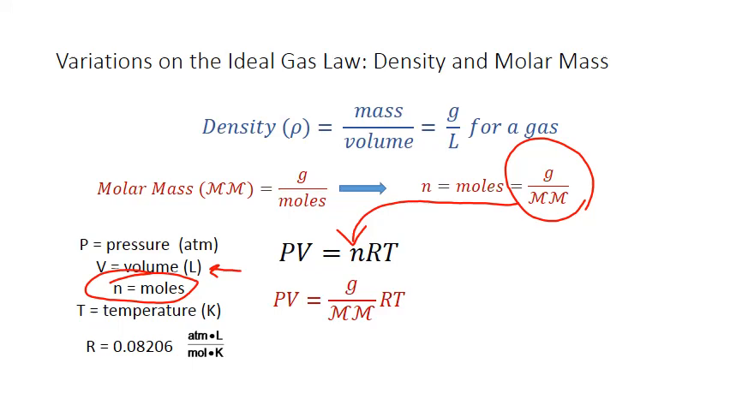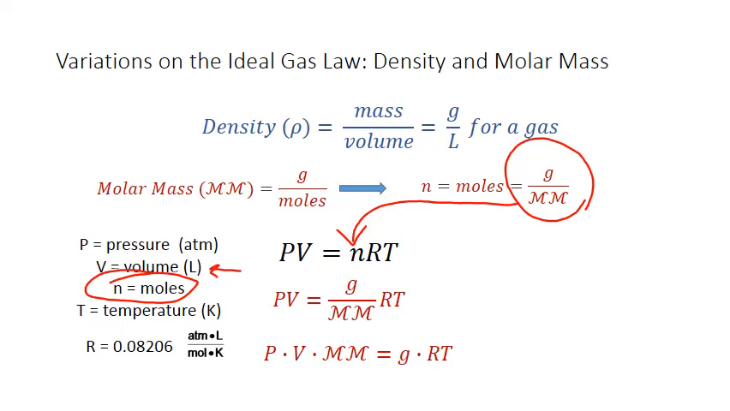Now what I want to do in order to derive the density formula of the ideal gas law is get grams divided by volume on one side by itself, because grams divided by volume, or liters, is the density of a gas. So to do this, I'm going to first get molar mass out of my denominator by multiplying both sides by molar mass. It cancels out on the right, and I end up with pressure times volume times molar mass equals the grams, or the mass of the substance, times R times T.